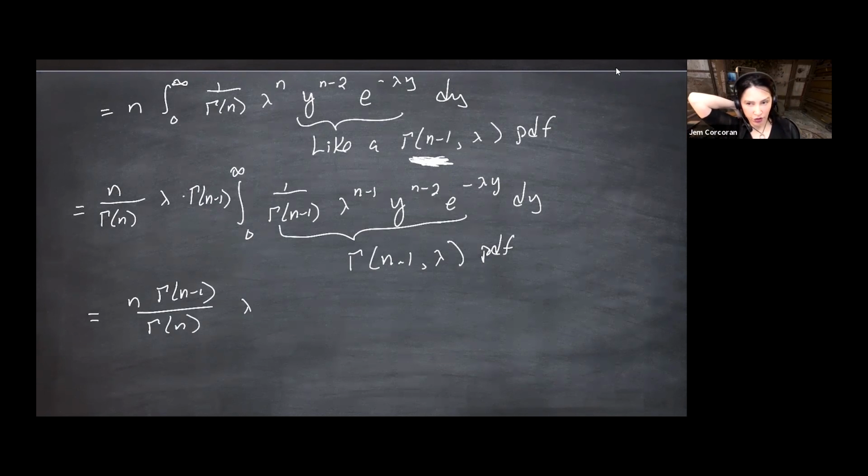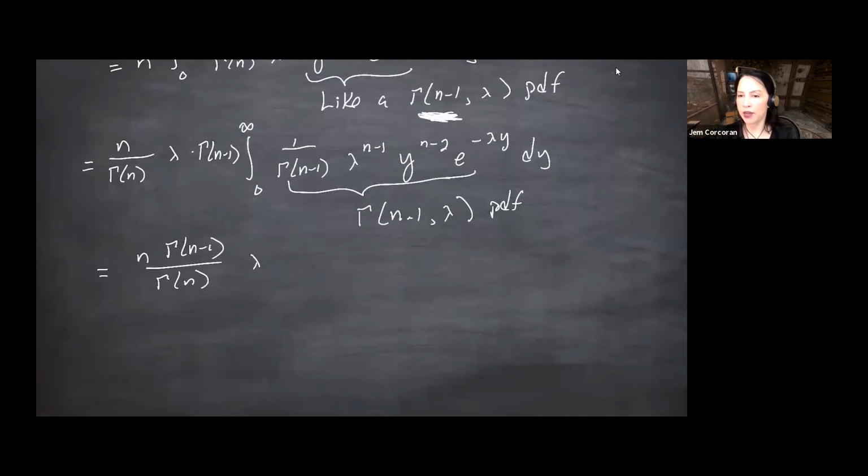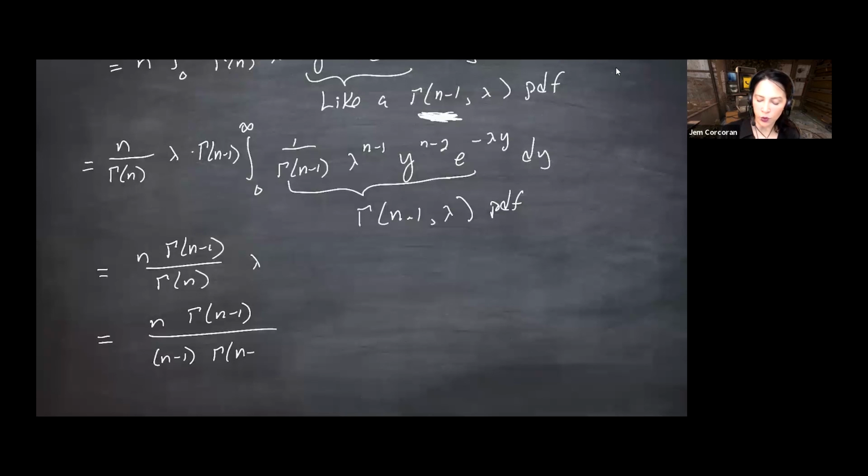So if you're doing this on an exam or something and you can't remember what gamma is, I'll come back to that. We know what gamma is. Two ways to simplify this. One is that these are integers, so gamma of n is n minus 1 factorial, or our more general way to simplify, gamma of n is equal to n minus 1 times gamma of n minus 1. So we get n over n minus 1 lambda.